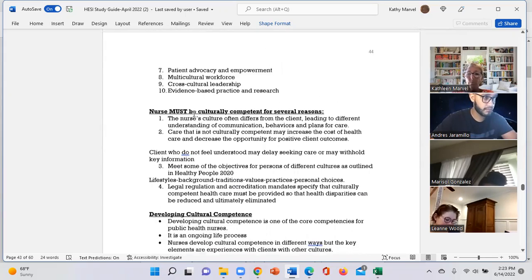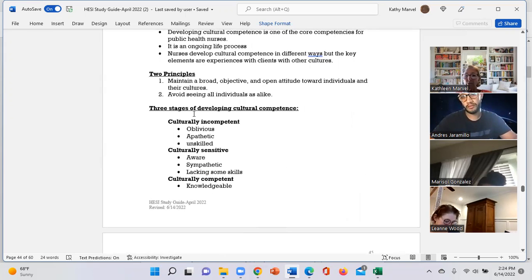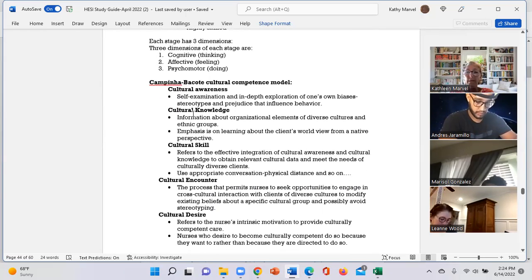All righty. A nurse must be culturally competent for several reasons. And there's your reasons. We've talked about every one of these. How do you develop cultural competence? And what are the 3 stages of cultural competence? You may start out being culturally incompetent, and then you become culturally sensitive as you're developing your cultural awareness, and then you become culturally competent, or hope to be. Okay.